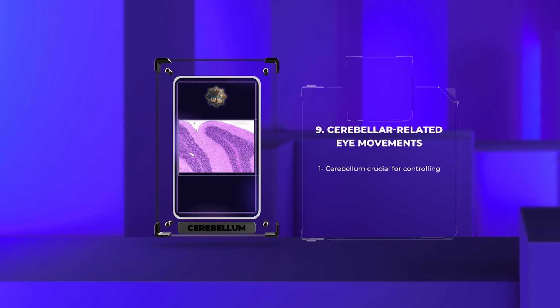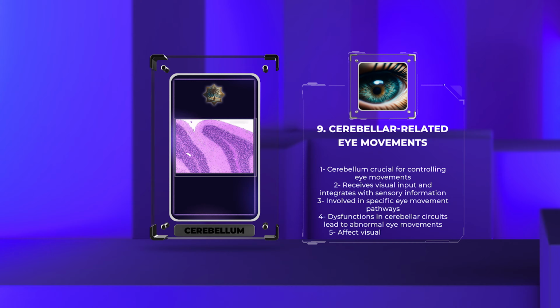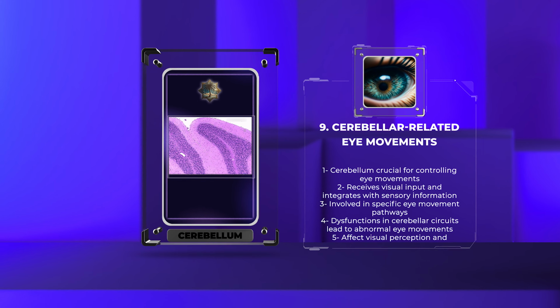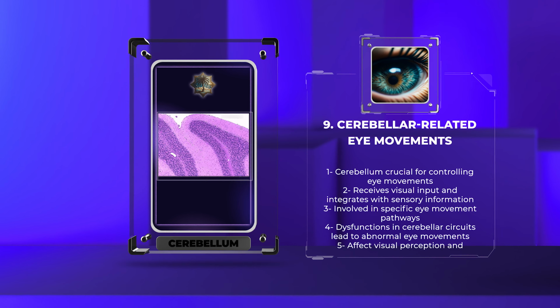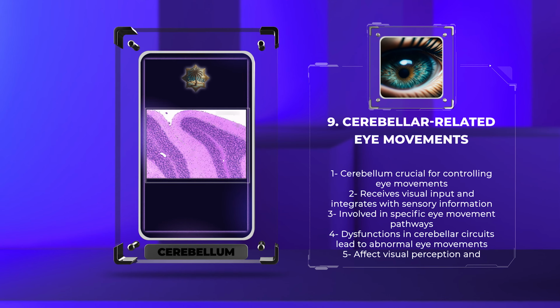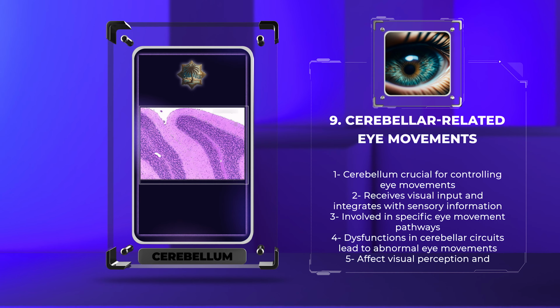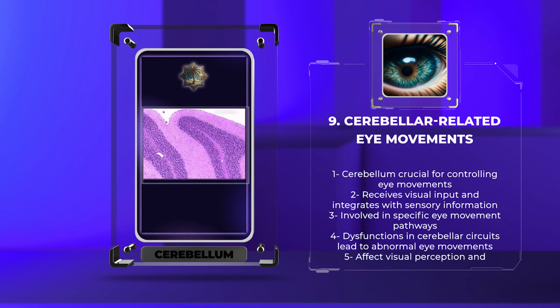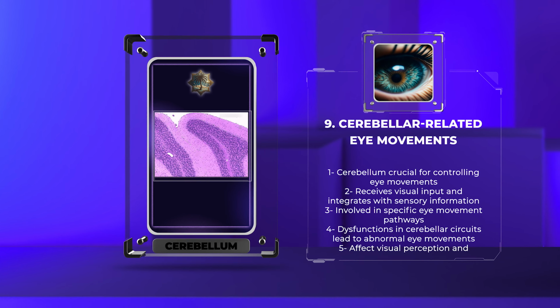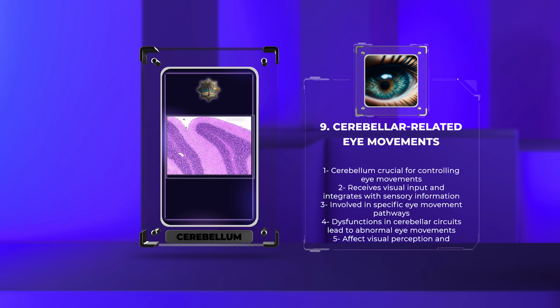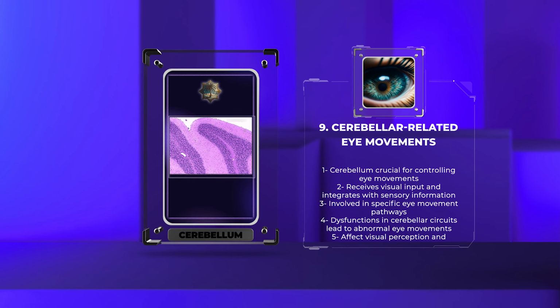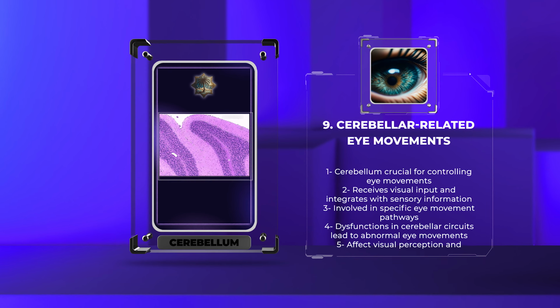The cerebellum also plays a crucial role in controlling eye movements. It receives visual input from the retina and integrates it with other sensory information to generate coordinated eye movements. Different regions of the cerebellum are involved in specific eye movement pathways, such as smooth pursuit, saccades, and gaze stabilization. Dysfunctions in these cerebellar circuits can lead to abnormal eye movements, affecting visual perception and stability.